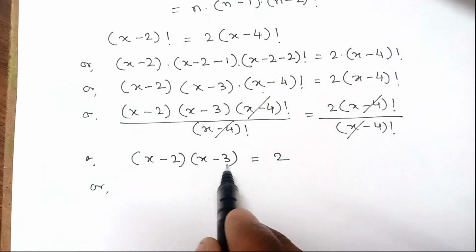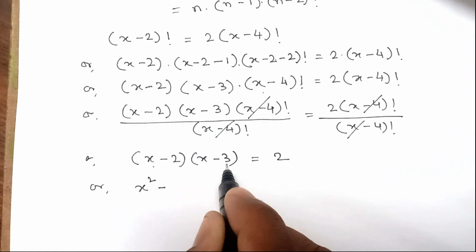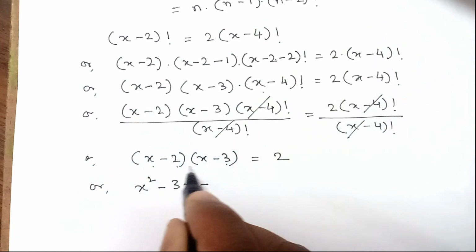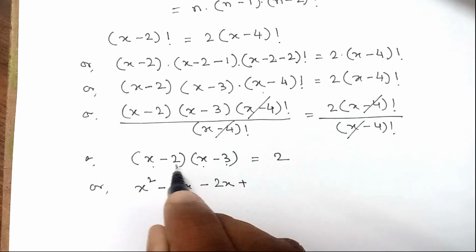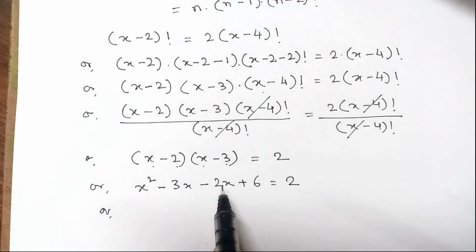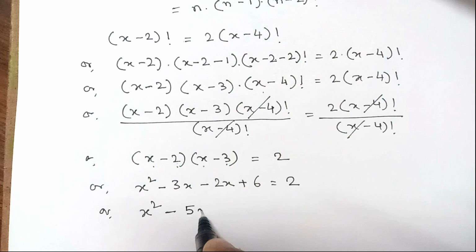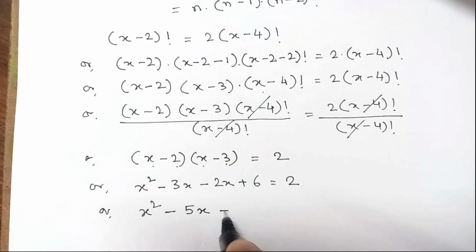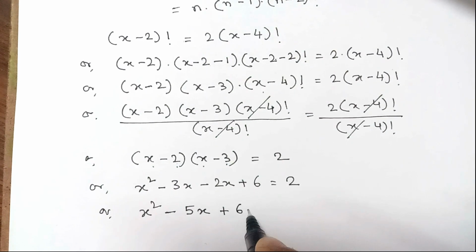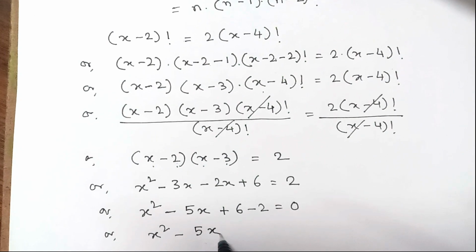Now we will multiply these two terms. So it will be x² − 3x − 2x + 6 = 2. Now we will bring this 2 to the left hand side of the equation, and we will get x² − 5x + 6 − 2, these two terms being added, that is 0. Or we can write this as x² − 5x + 4 = 0.